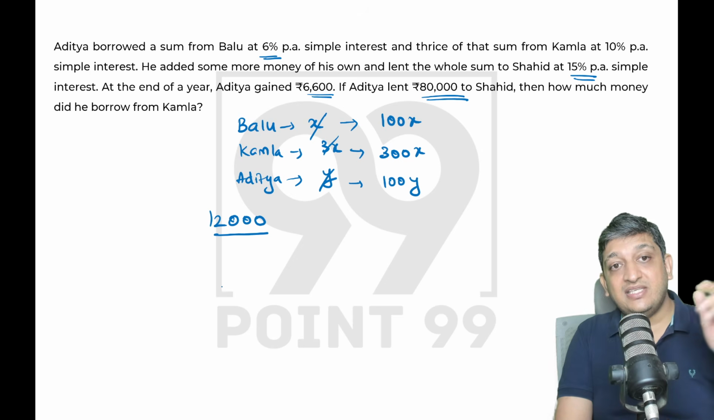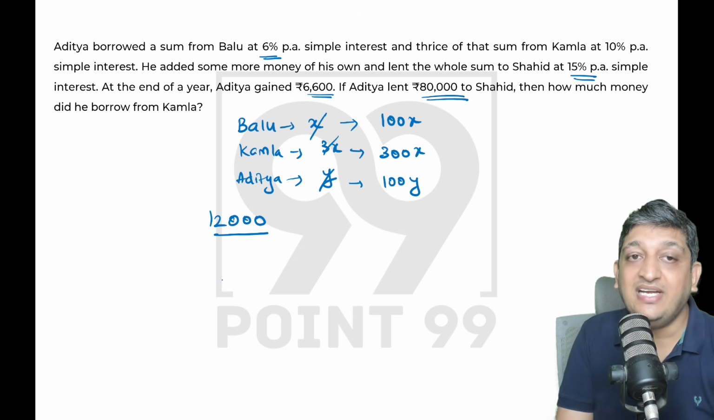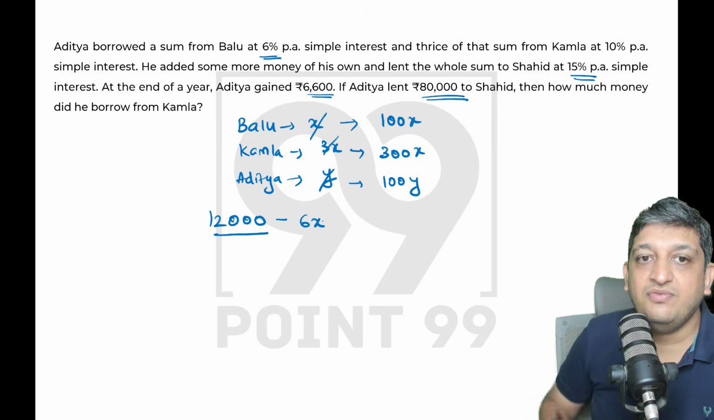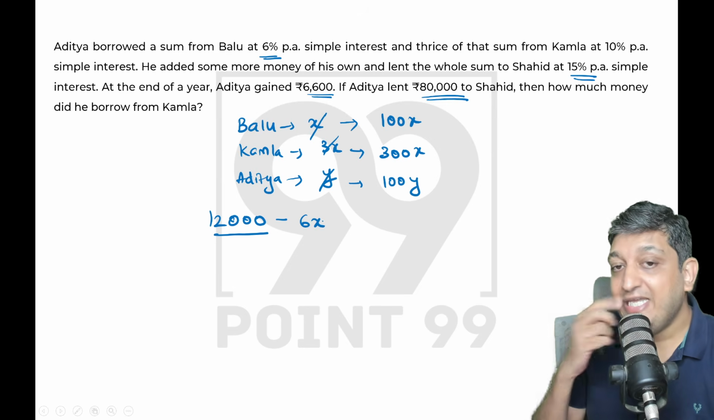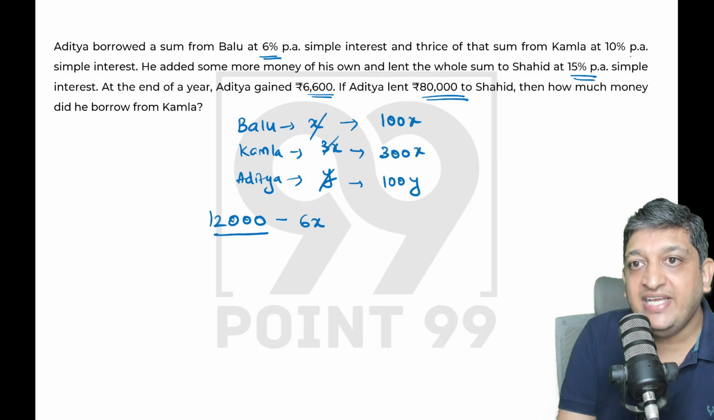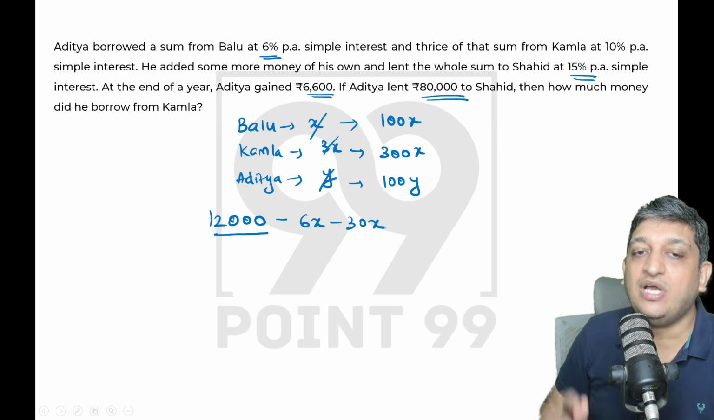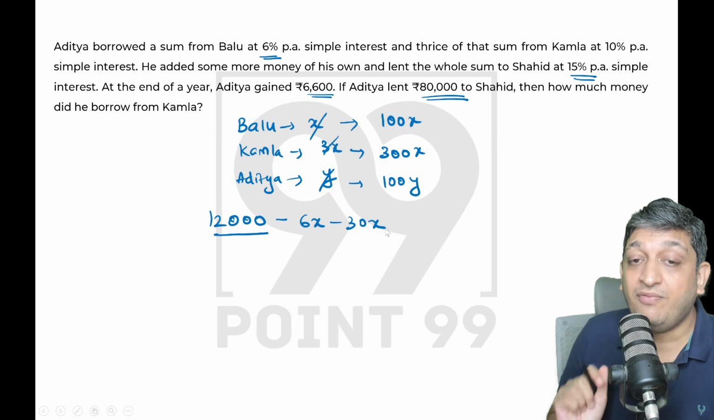How much is Aditya supposed to pay to Balu and Kamla? He has borrowed 100x from Balu. He is supposed to pay 6%, so out of this, 6x will go away to Balu. He has taken 300x from Kamla and he has to pay 10% back to her. So he also has to pay 30x to Kamla at the end of 1 year.